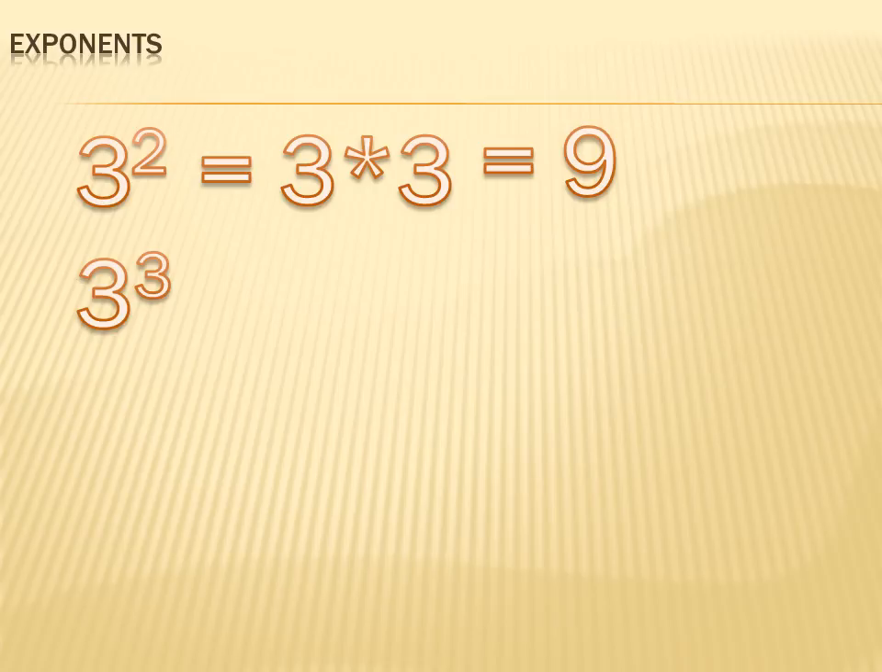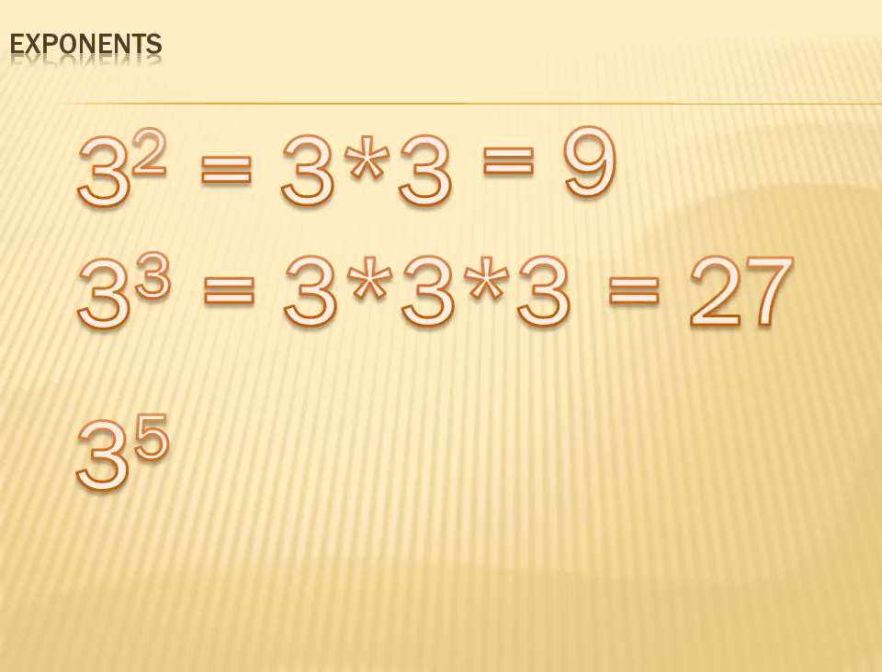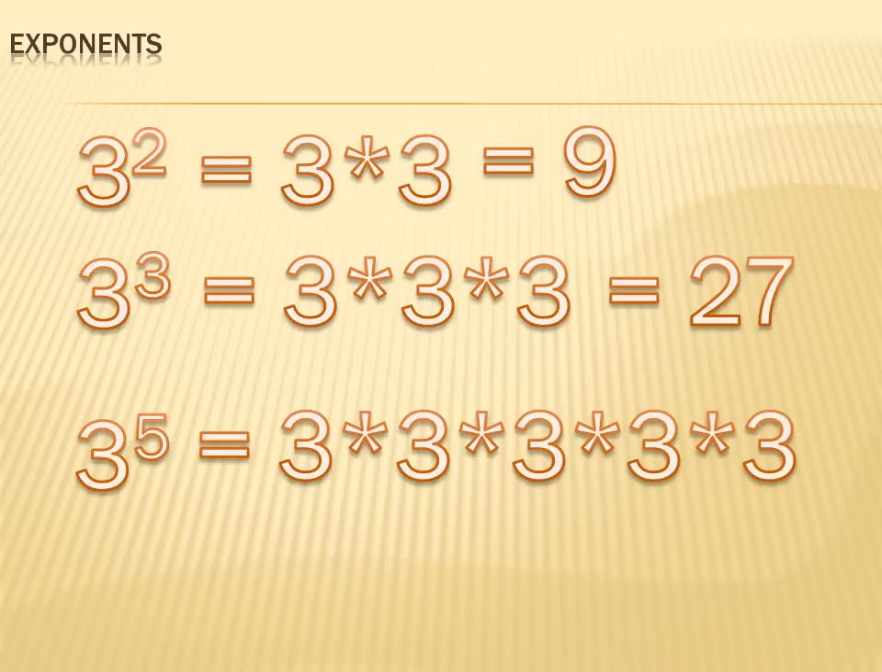Well, how about 3 cubed, or 3 to the third power? Well, that means I'm going to multiply 3 times itself 3 times. It's going to equal 3 times 3 times 3. And that equals 27. I bet you figured this one out. 3 to the fifth equals 5 threes multiplied times each other, or 243.